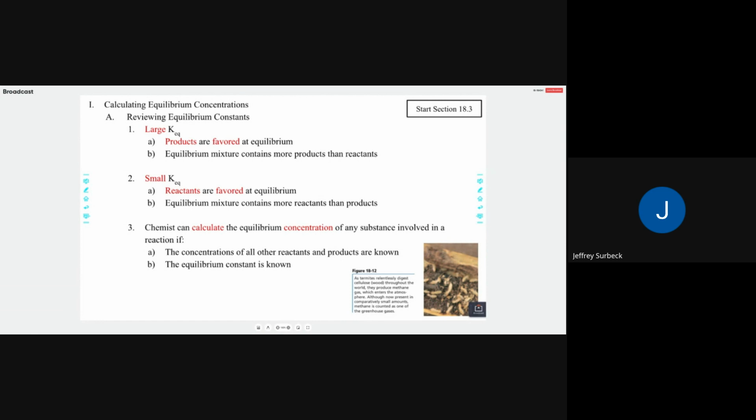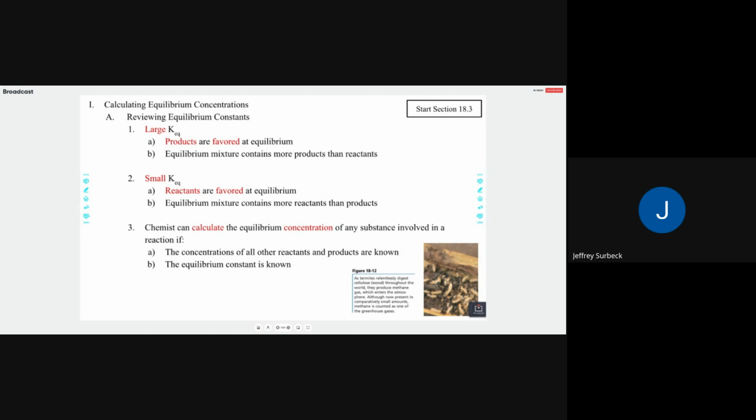Okay, so we start out here with section 18.3, and we get back into our equilibrium expression. I want to start out with a couple of reminders of our equilibrium expression. Number one, we have to remember that products are going to be divided by the reactants, products over reactants. The second key thing is that we can only have gases and aqueous solutions in our equilibrium expression. Solids and liquids are not in that equilibrium expression.